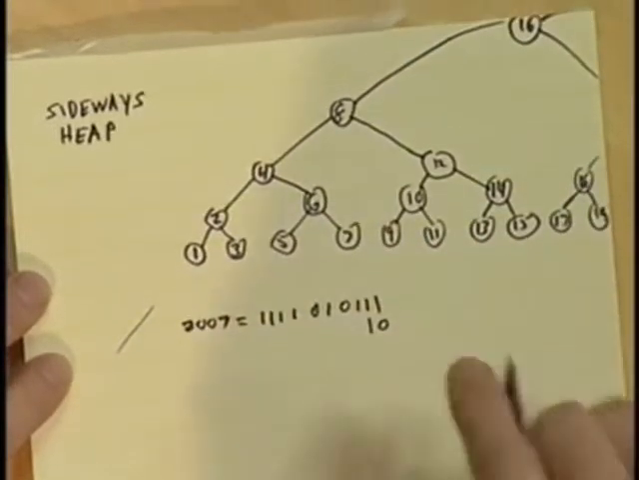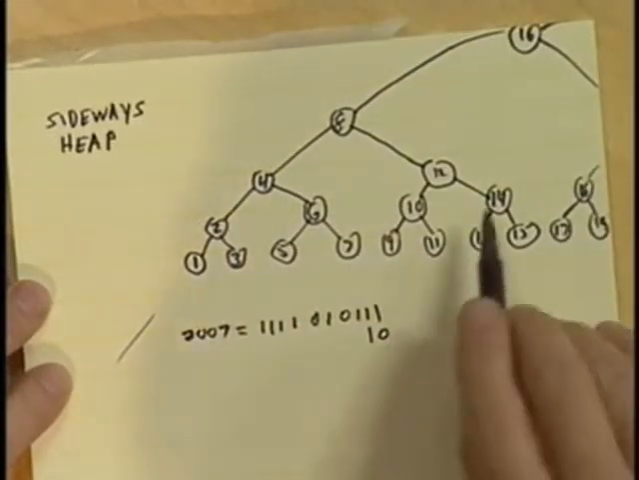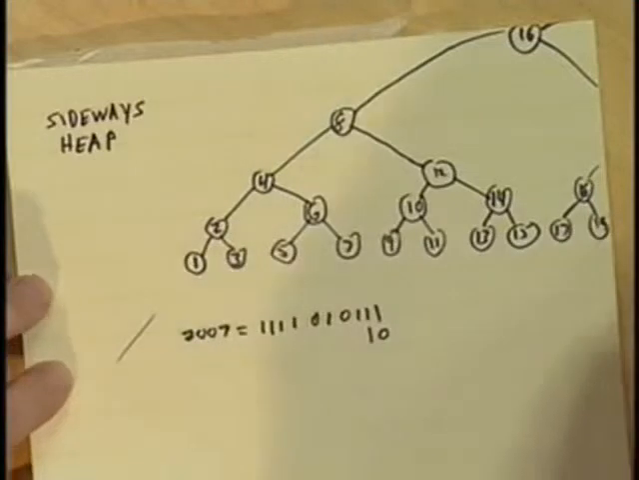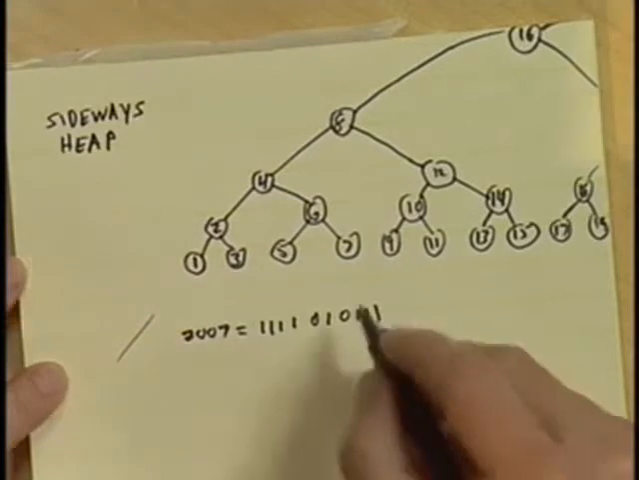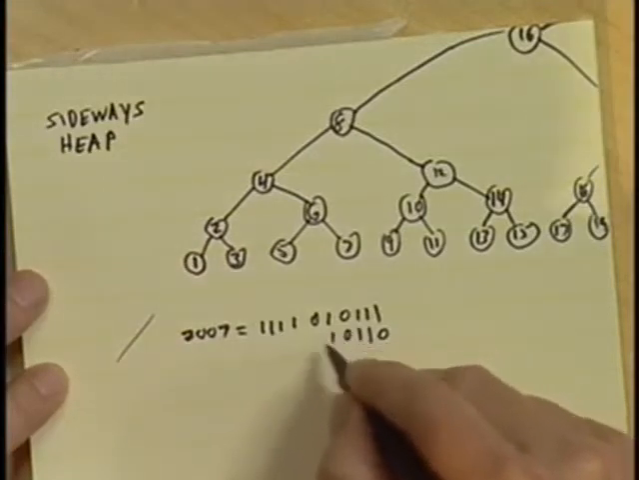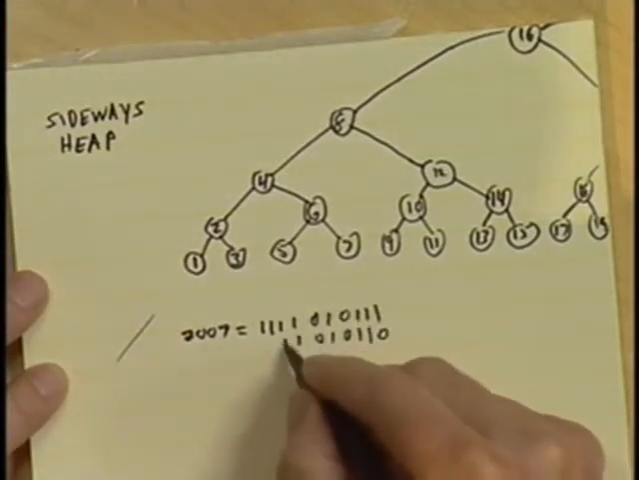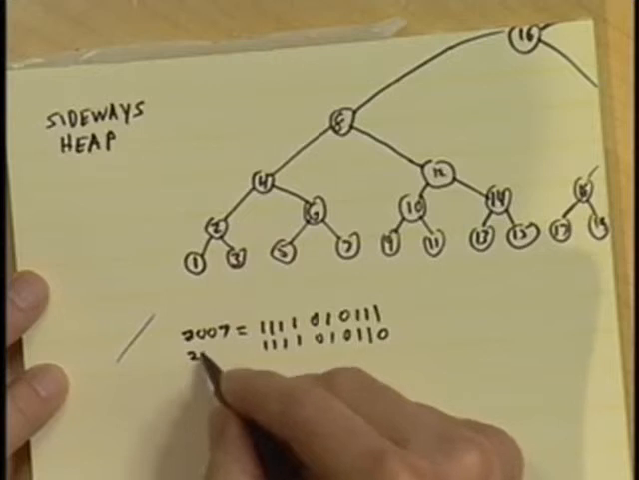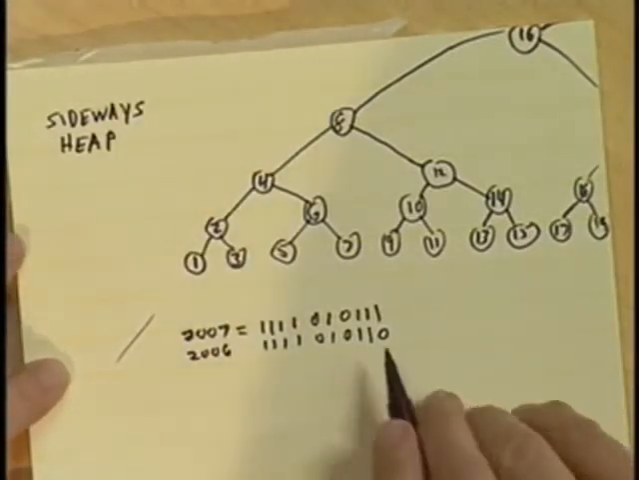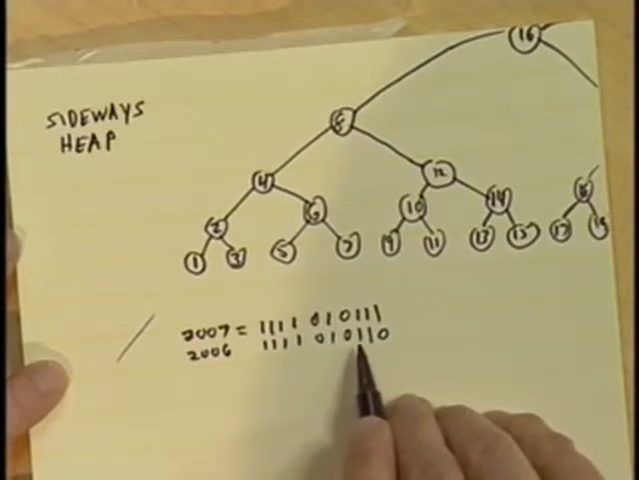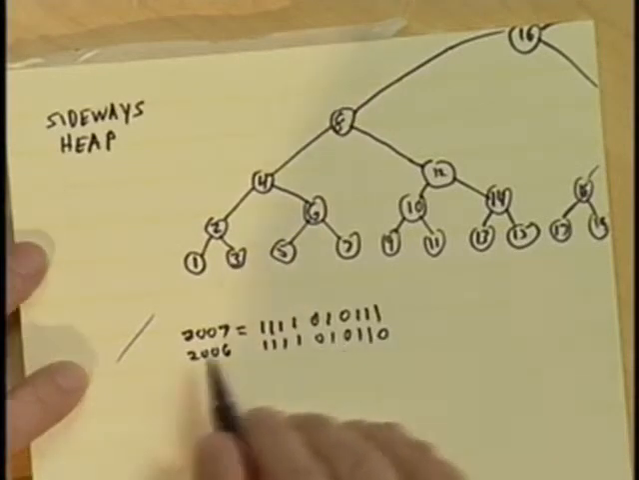It's got to be an odd multiple of 2 because all the parents of leaves are odd multiples of 2. But which odd multiple? What are the other bits of this thing? You're going to copy them all the same here. So the parent is 2006 of this year. Well, I guess everybody knew that.